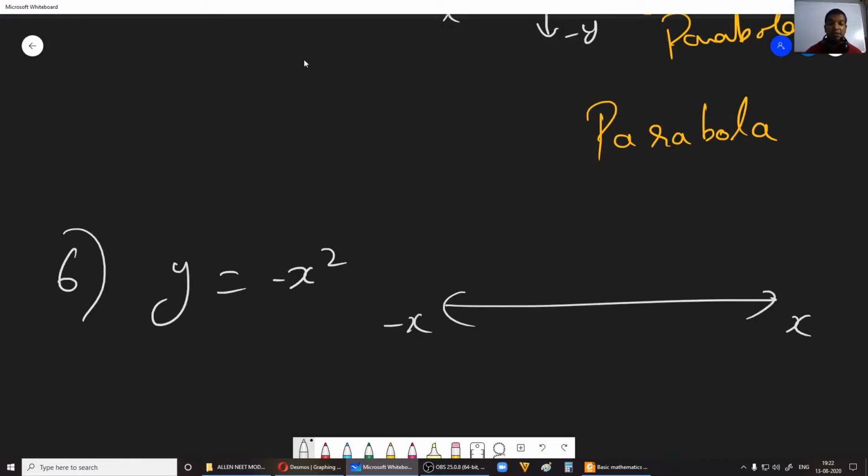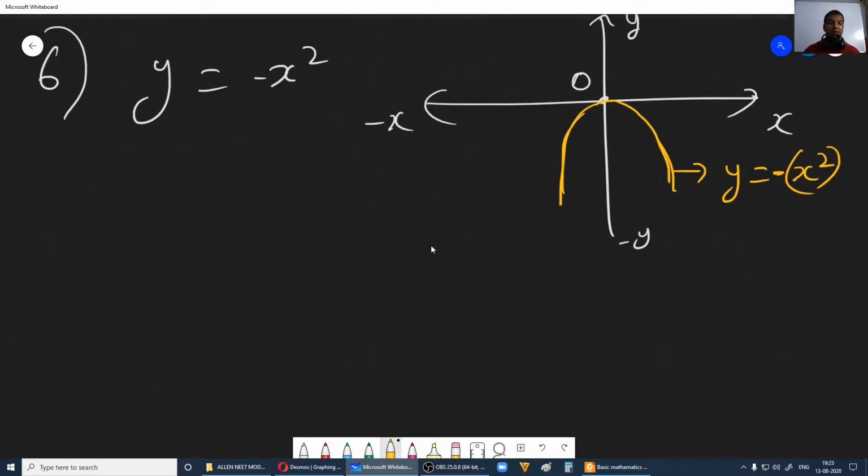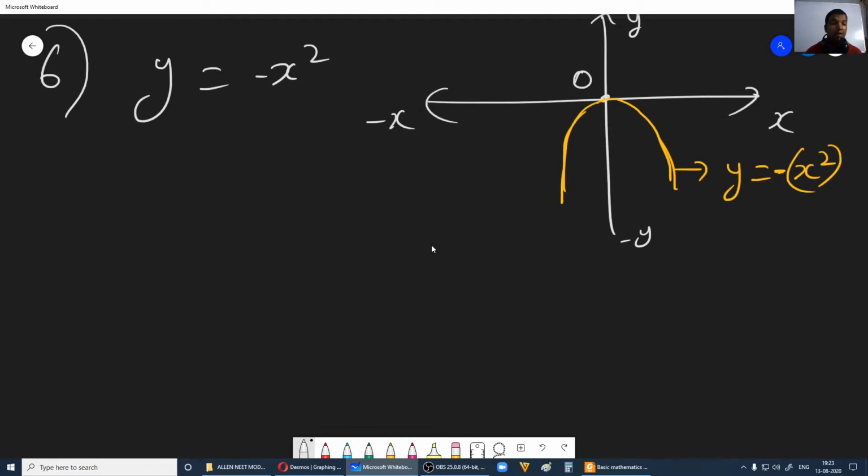So x, minus x, and this is y, minus y. This is the origin, and you'll be getting the curve this way. So the equation happens to be y is equal to minus of x square. Same x square, but you just give a minus sign there. Try to plot, it will be easy. Once you plot, you will get clarity. Now the seventh one.